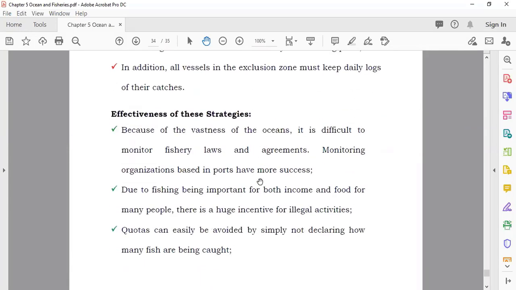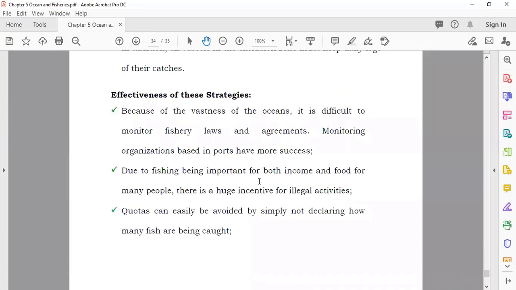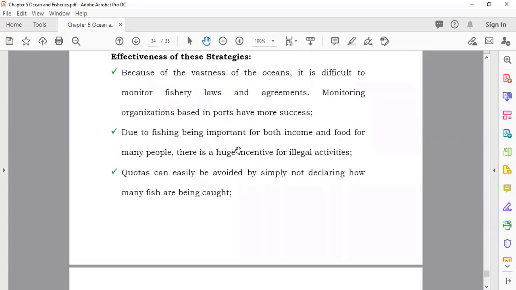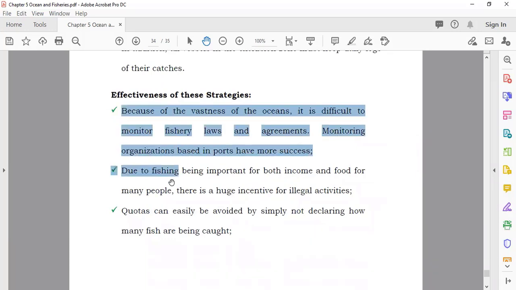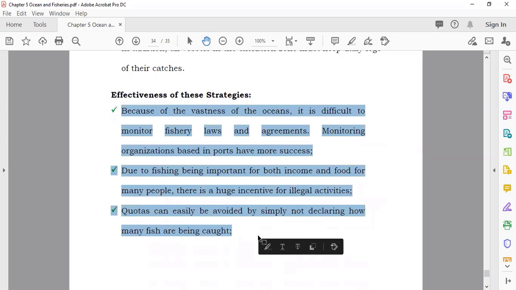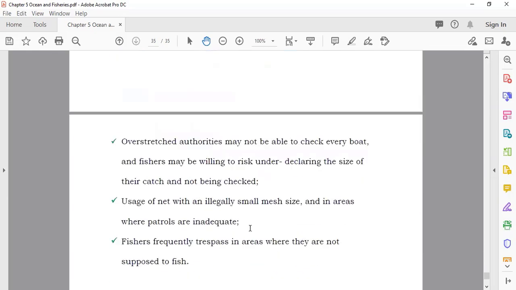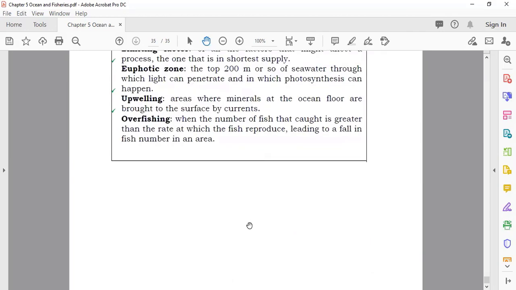They're asking about the effectiveness of the strategies. Whenever you make any strategy, you can make it effective only if the people follow it. If the people do not follow it, you cannot make it successful. For that, if the country has resources, it can monitor by itself. If the country doesn't have resources, you can hire other companies to monitor in place of the government. So these are the things.